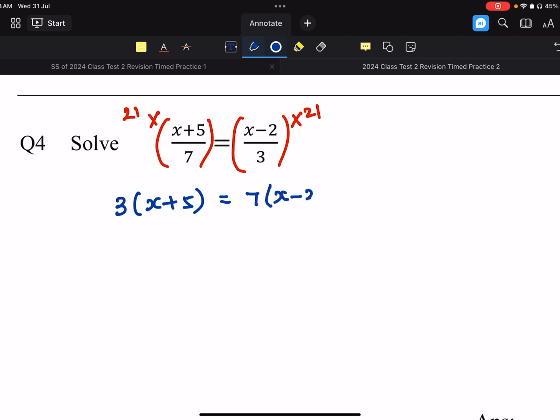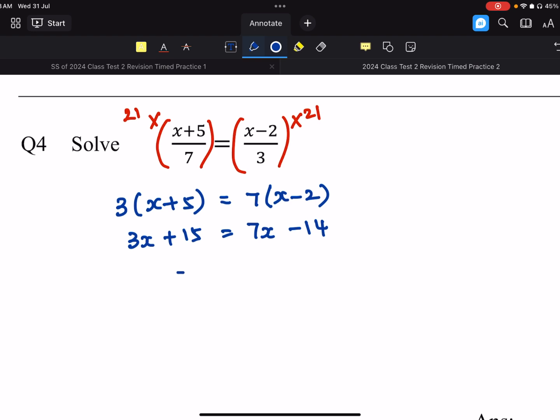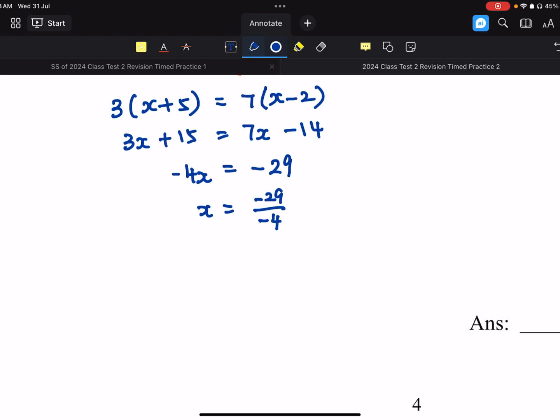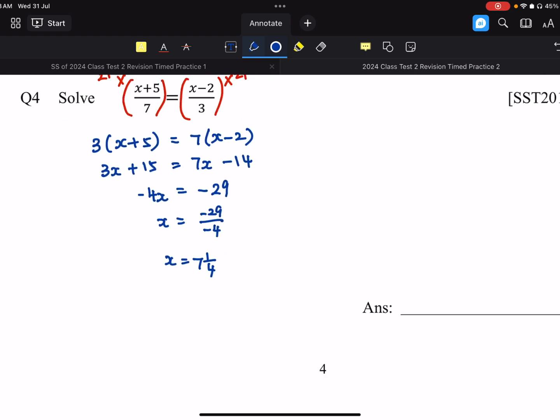Okay, 7x minus 2. So we simplify this, expand first. This will give us 7x minus 14. Put them together. This will be negative 4x, right? 3x minus 7x. And then with minus 15 on both sides, minus 29. x will be equal to negative 29 over negative 4, which means x is equal to 7 and a quarter, right? So 7 and 1/4.